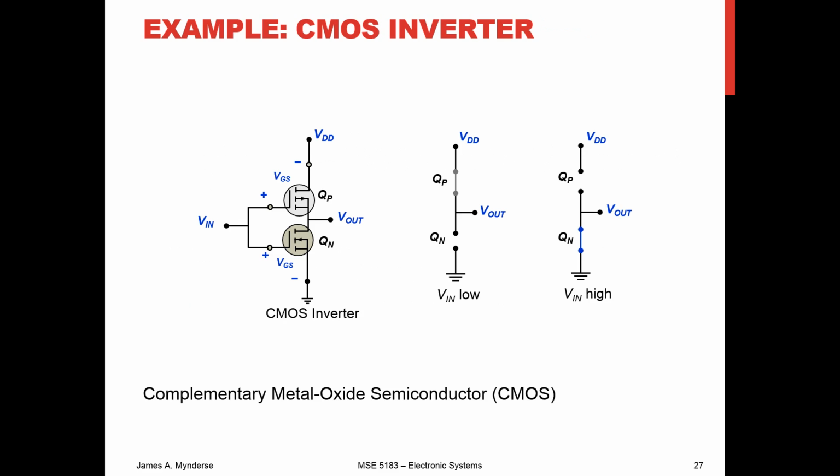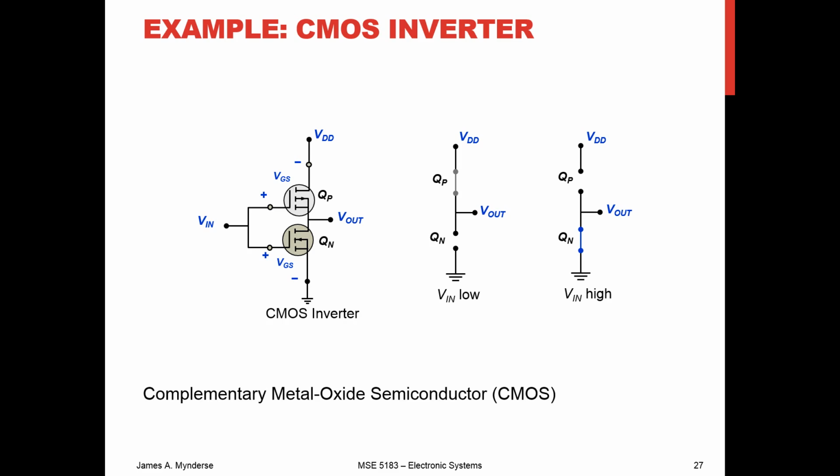So if we put two of these together, then we can make what's called complementary metal oxide semiconductor logic. So this is CMOS logic, and this is a CMOS inverter. So now we've got two FETs in here, MOSFETs, and one of the FETs is hooked up between some supply VDD and the output, and the other is hooked up between the output and ground.